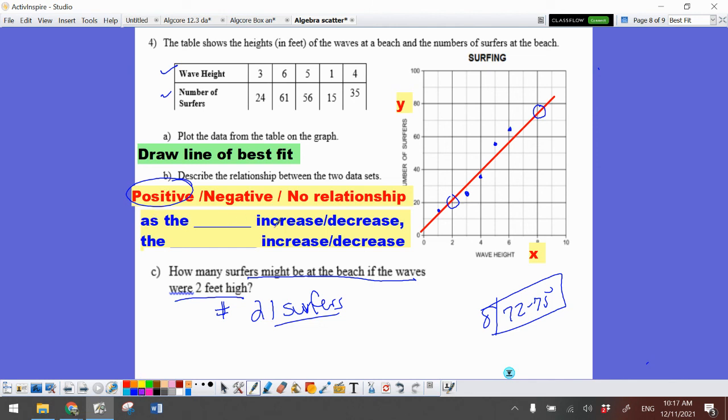All right, so as the blank increases or decreases, the blank increases or decreases. Remember, we always start with our X. So as the wave height increases because it's going up, the number of surfers is going to increase. Okay, the number of surfers is going to increase.